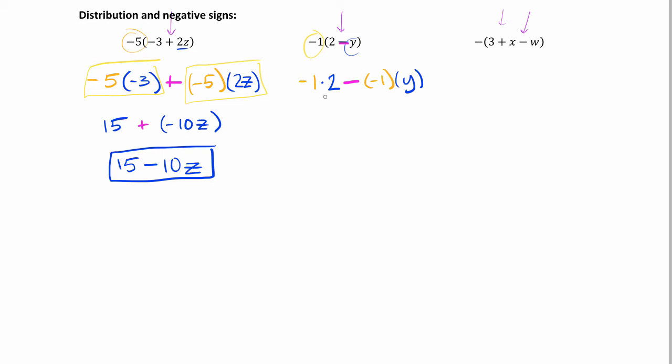Okay, so now I'm just going to simplify, leaving that subtraction symbol the same. Negative 2 minus negative 1 times y is negative y. And now minus a negative, I can rewrite that as negative 2 plus y.